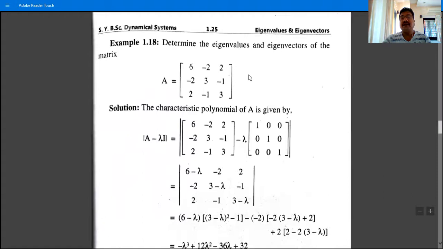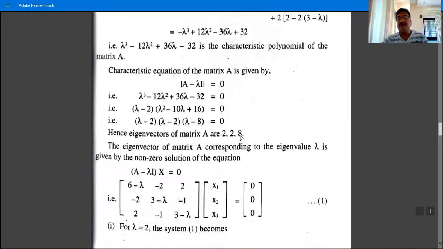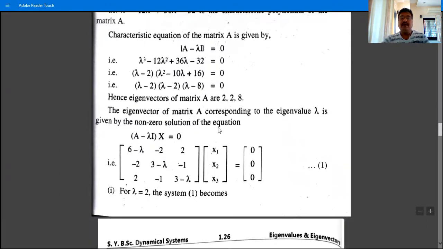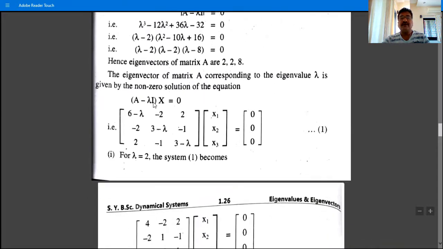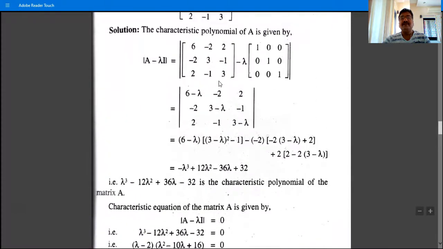A is of order 3 by 3, so A has 3 eigenvalues, and two of them are equal. Now we have to find the eigenvectors of the matrix A. In order to find the eigenvector, solve the equation A minus lambda I x is equal to 0, or lambda I minus A x is equal to 0. So A minus lambda I is this matrix.